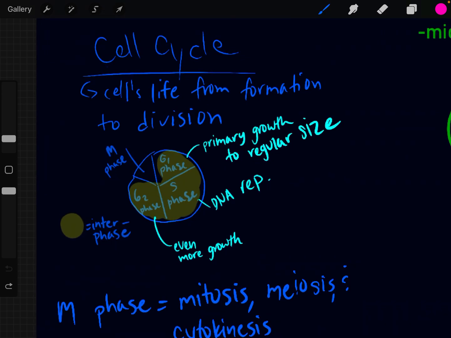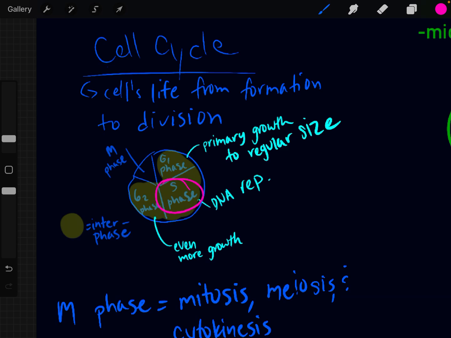So the cell cycle. The cell cycle tells a cell's life from formation to division. So we have two main parts in the cell cycle. We have M phase, this little part right here, which occurs at the end of the cell cycle. And then we also have interphase, which is the rest of this. And interphase is broken up into three main sections. The first one occurs right after a cell divides. This is called G1 phase. This is the primary growth phase of a cell so that a cell can grow to its regular size.